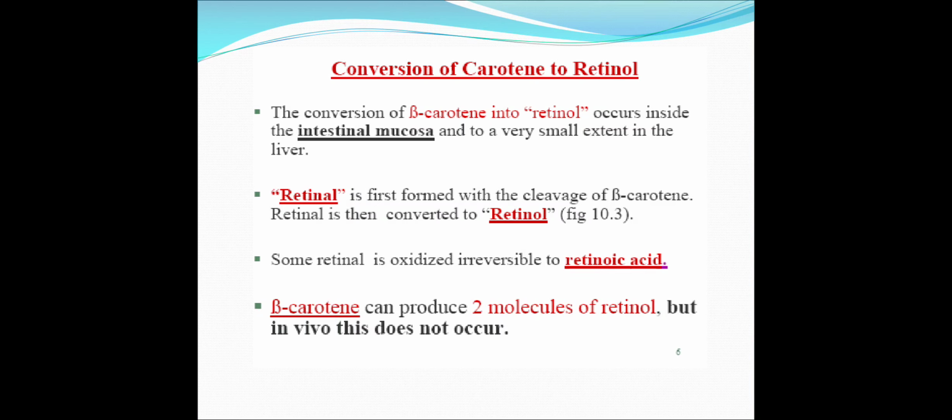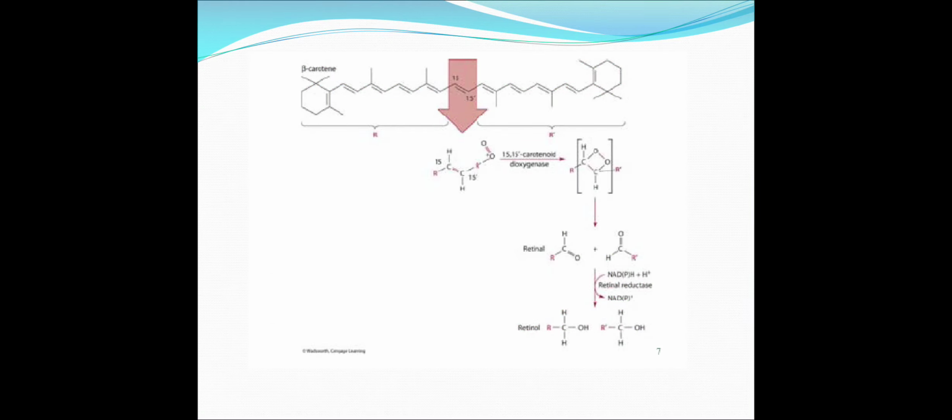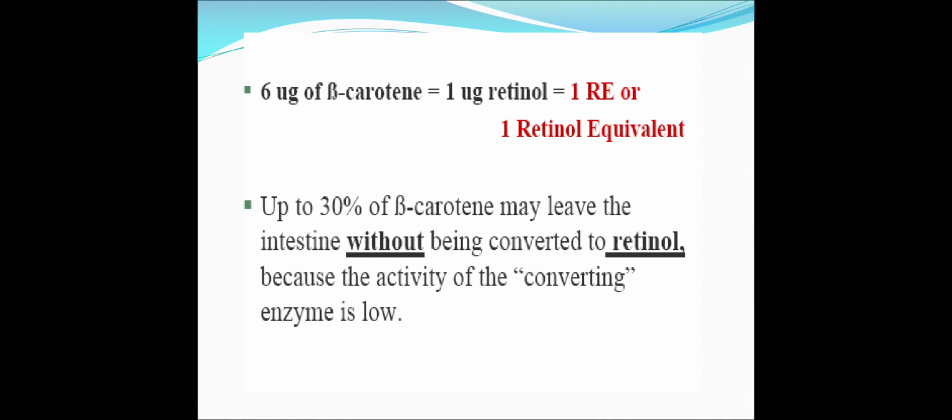Beta carotene can produce two molecules of retinol, but the vice versa does not occur. 6 micrograms of beta carotene is equal to 1 microgram of retinol, that is equal to 1 RE, or 1 retinol equivalent. Up to 30% of beta carotene may leave the intestine without being converted to retinol because the activity of the conversion enzyme is low.